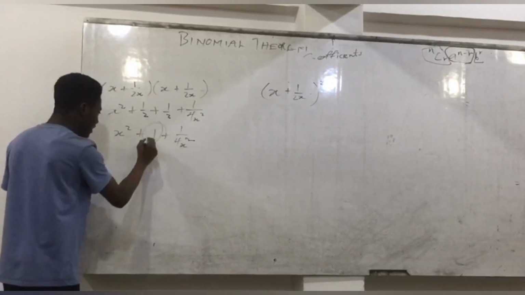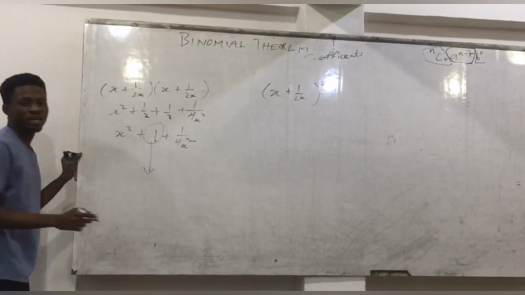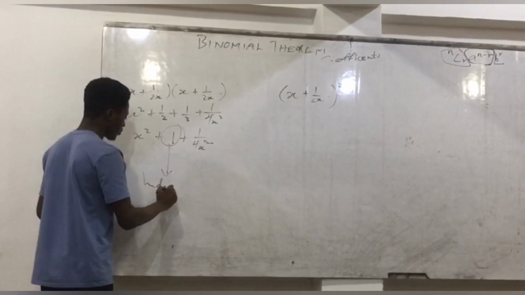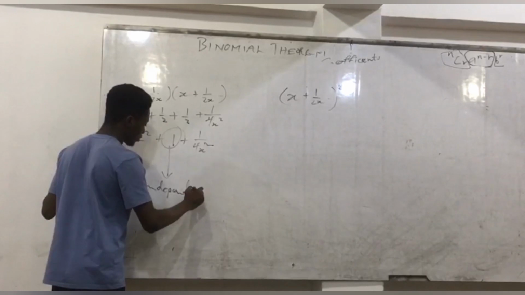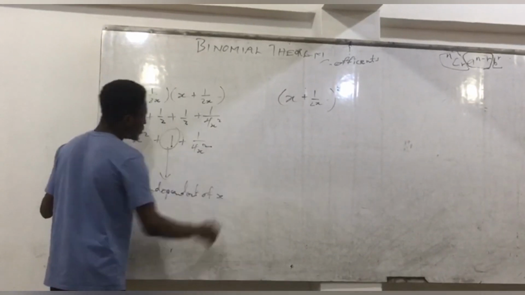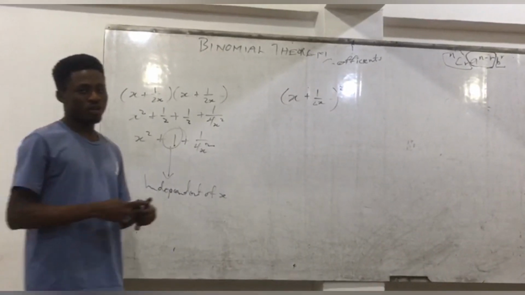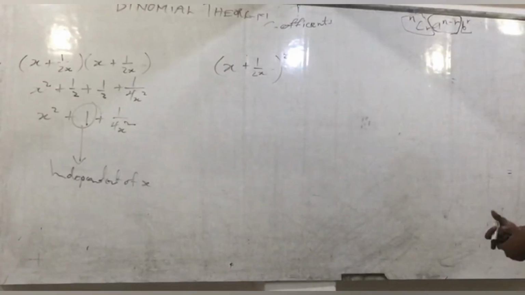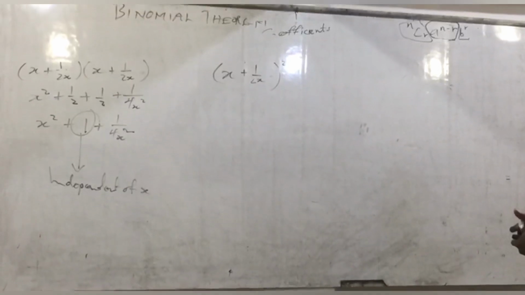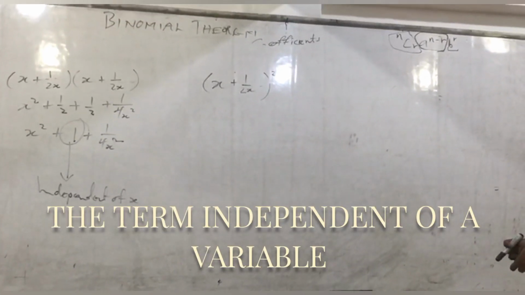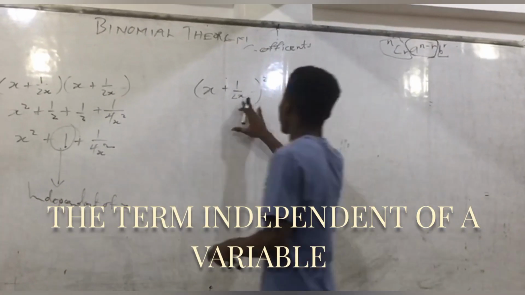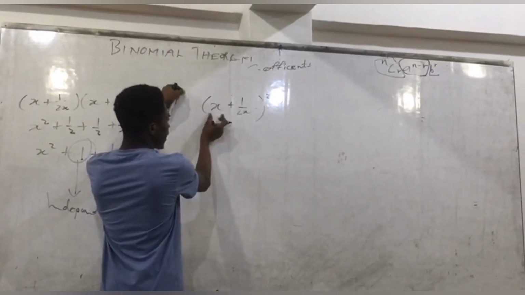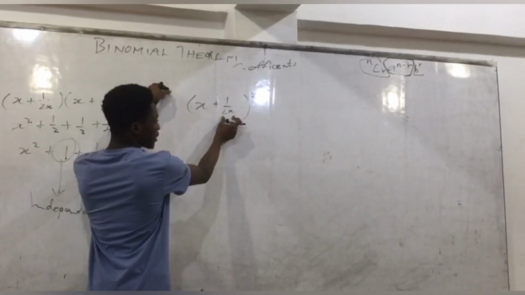So this is the term which is independent of x. Okay, so independent of x means that the term has no x variable. So that's what we are coming to do basically, the term which is independent of x. So this is it. You know this is the A side and this is the B side.